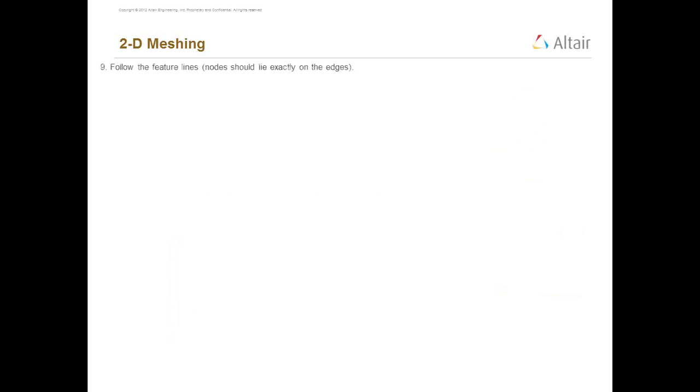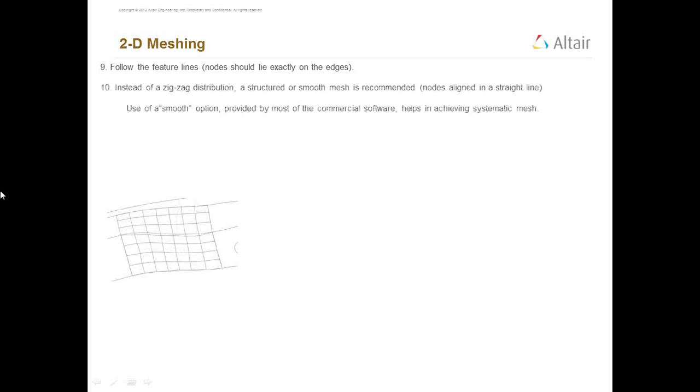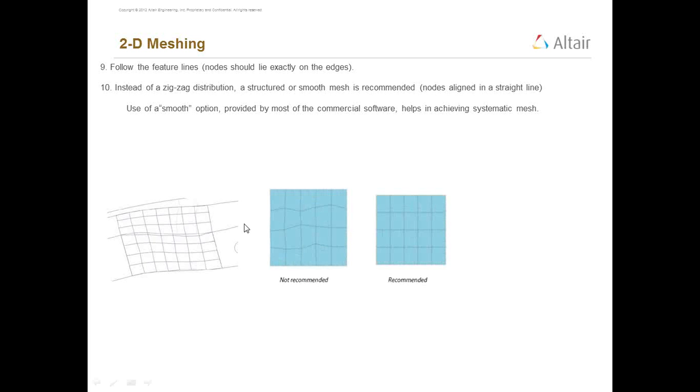Follow the feature line; nodes should lie exactly on the edge. So you have to follow the surface feature lines most of the time. You have to keep in mind that you have to follow the feature lines. Instead of zigzag distribution, a structured or smooth mesh is recommended, with nodes aligned in a straight line. Use the smooth option available in HyperMesh, provided by most of the software. It helps in achieving a systematic mesh. So this type of meshing is not allowed in professional work.